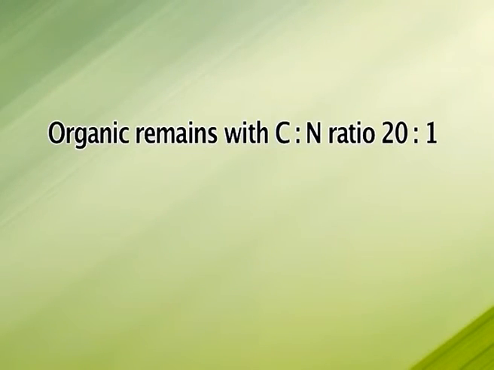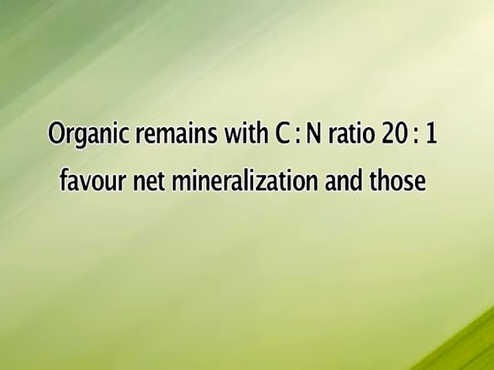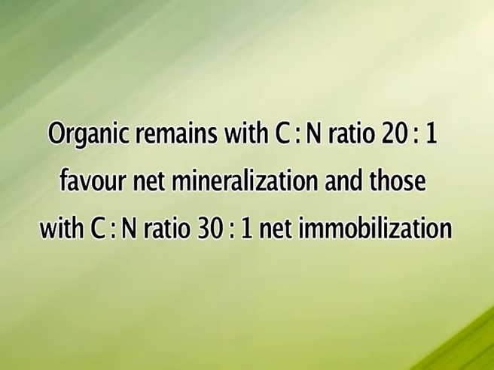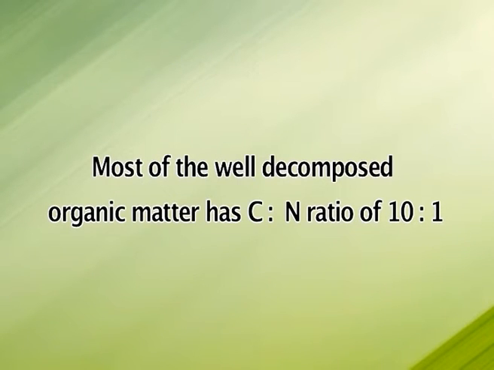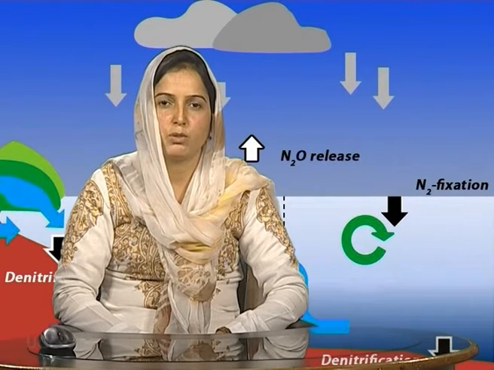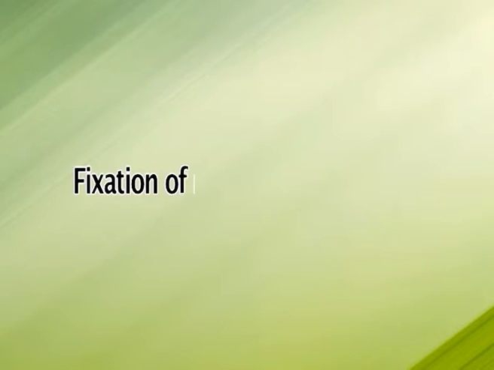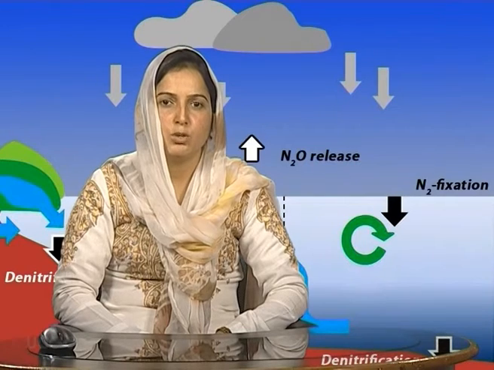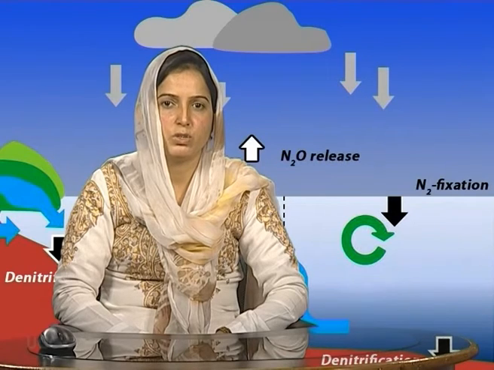Generally, organic remains with a C:N ratio equivalent to 20:1 favor net mineralization, and those with a C:N ratio of 30:1 favor net immobilization. Most of the well decomposed organic matter has a C:N ratio of 10:1. Immobilization also includes a conversion of nitrogen into forms that would not be available for plant uptake, for example, fixation of nitrogen into humus. Thus, immobilization refers to unavailability of a nutrient in the sense of plant uptake.